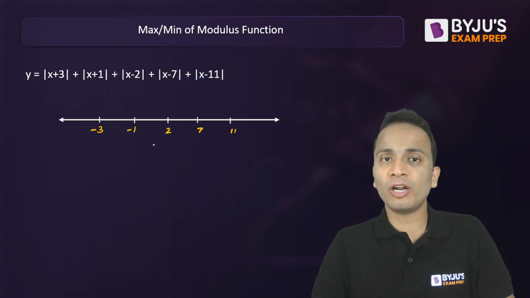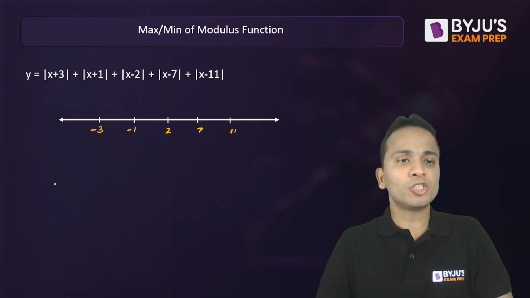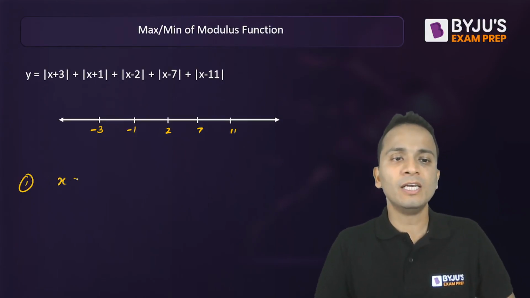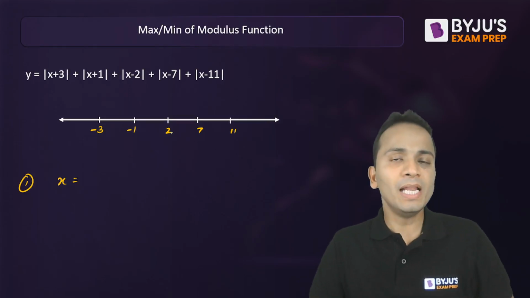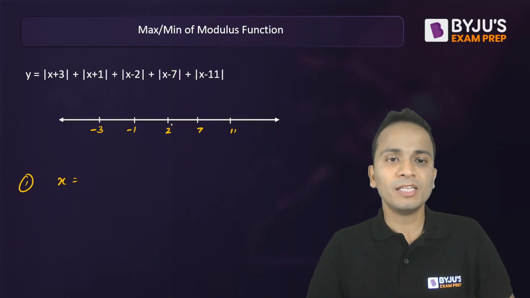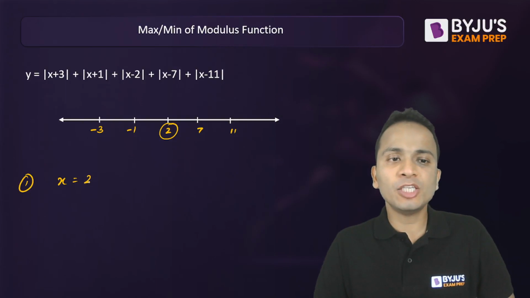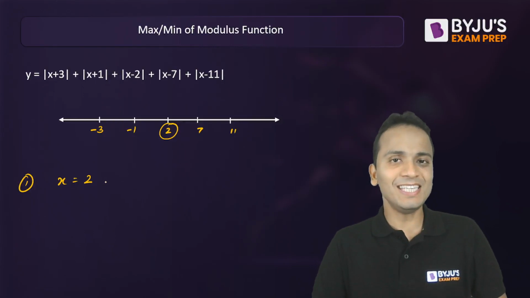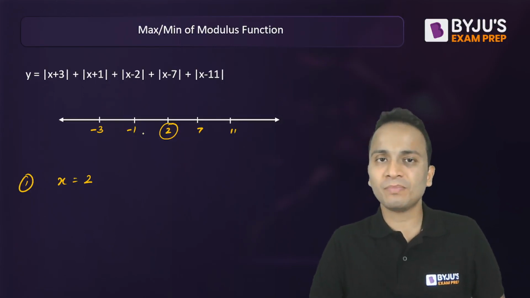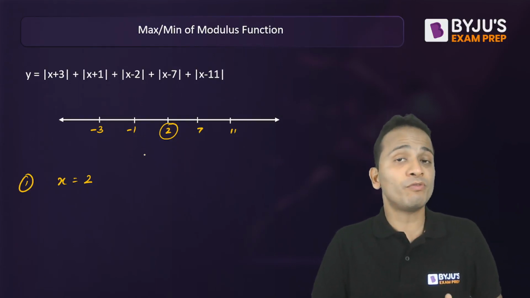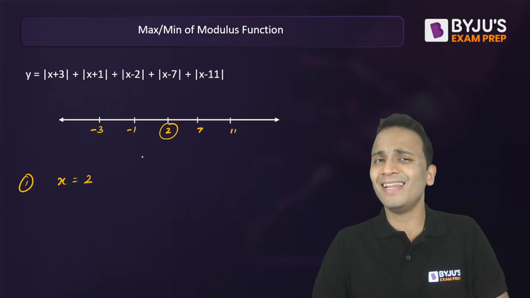Now herein the number of modulus signs was odd. So first of all we'll find out the value of x for which the entire expression will attain its minima. Now here the value of x will be the middlemost value of all these 5 numbers that you can see on the number line. So here the middle number is 2. So at x equal to 2, this entire expression will attain its minimum value, right? Easy. There is no need to spend a lot of time in these type of questions, and you can calculate the value of x for which the entire expression will attain its minima in less than 10 seconds.